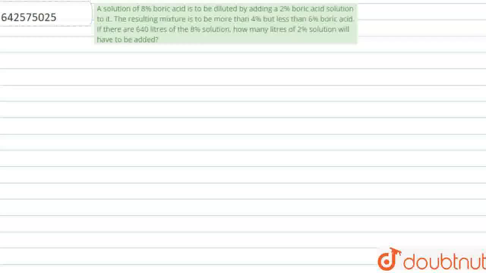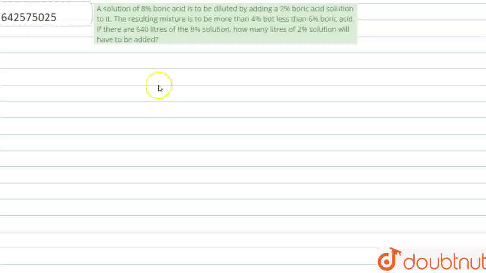Okay, so in this question, 640 liters of 8% solution of boric acid is given, to which a 2% boric acid solution is being added, such that the resulting mixture becomes more than 4% boric acid, but less than 6% boric acid. We have to find the volume of 2% solution which we have to add to the 8% solution of the boric acid.